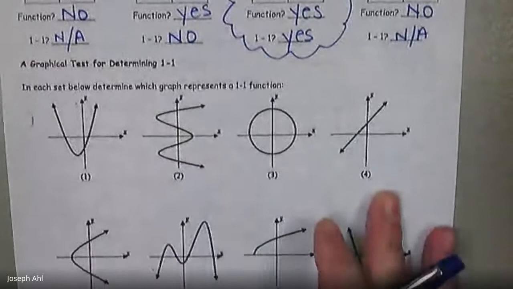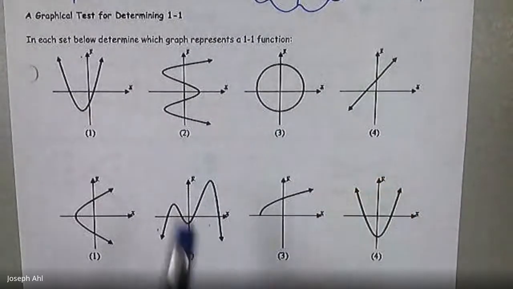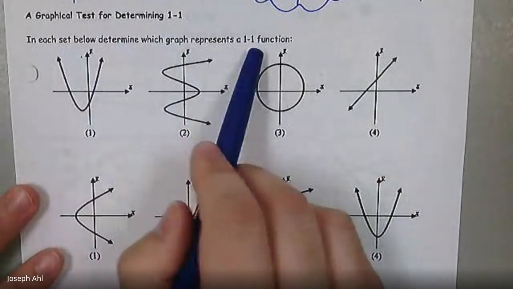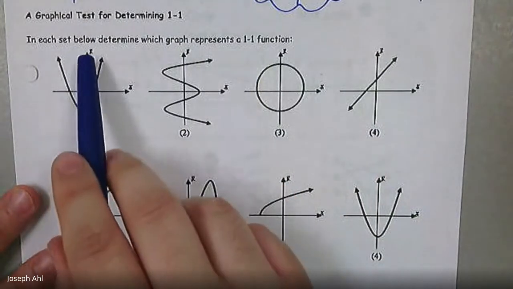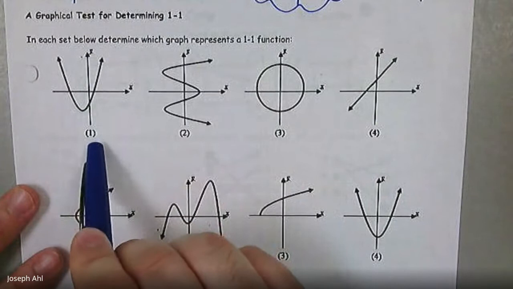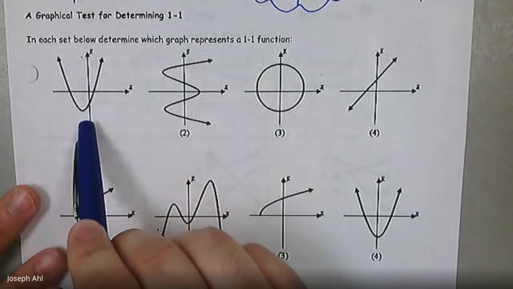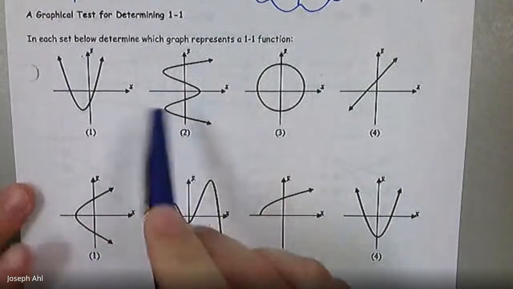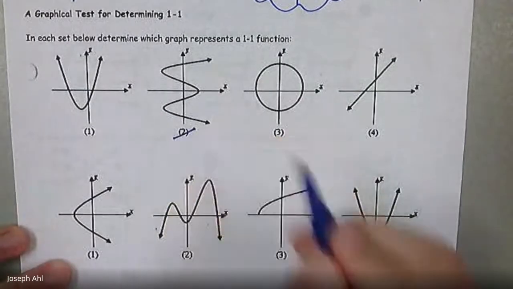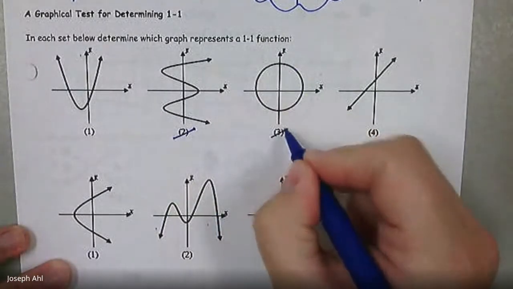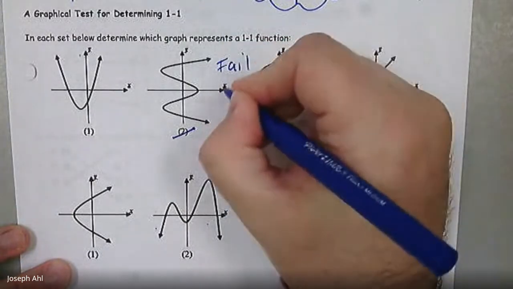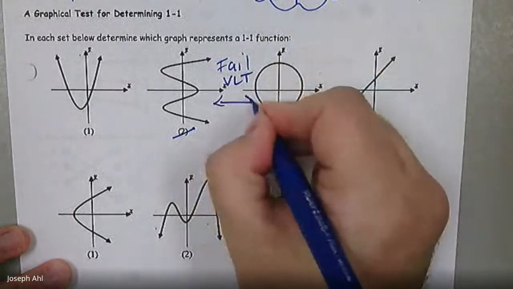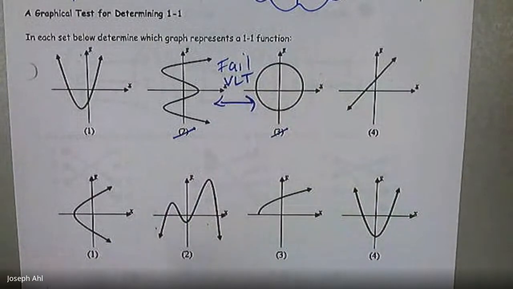Last thing we'll do in this lesson is looking at a graphical test for determining one-to-one. So in each step below, determine which graph represents a one-to-one function. Well, first of all, to be a function, it has to pass the vertical line test. So this is definitely a function. Is 2 a function? Vertical line test? No, it hits multiple outputs there, so that's no good. Same thing for the circle in number 3. This would fail the VLT. So these two graphs are not functions because they fail the vertical line test.